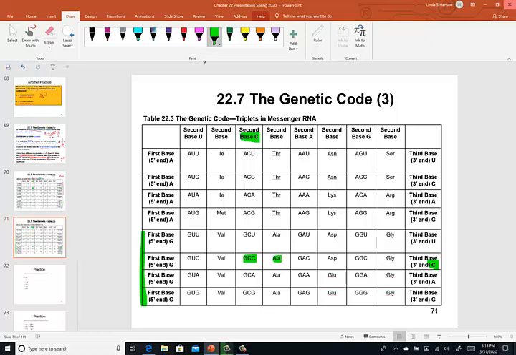The next one in your note says AAU. How do we find AAU?